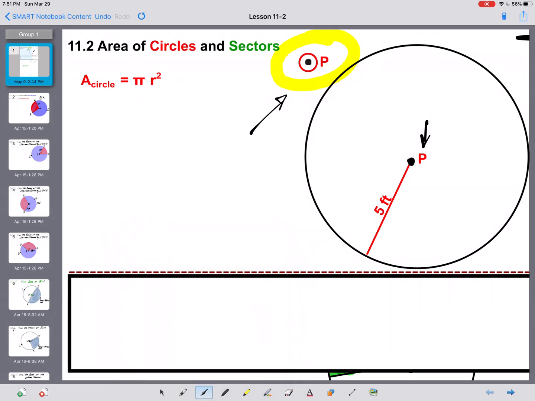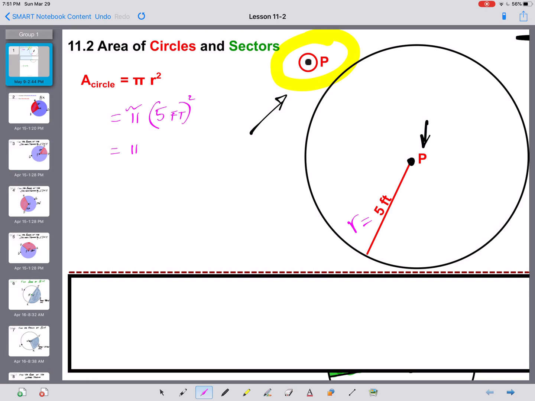There's the formula. The formula is pi r squared. The one big thing about this formula is only the radius is squared. The pi is not squared. So on this one here, what do they give us? They give us the radius. So here it is. It's going to be pi times 5 feet, quantity squared.